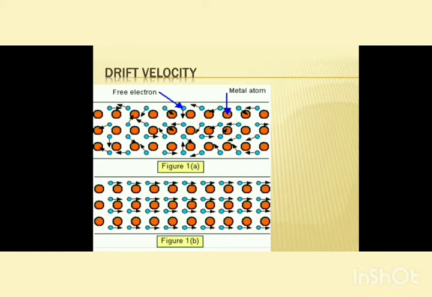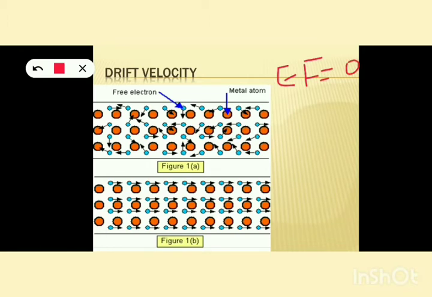This is the figure which represents the movement of electrons inside a metal. So this orange dot represents the metal atom and the blue dots represent the free electrons. And I had told you in the previous slide that in metals, free electrons are responsible for current conduction. Okay, in the first figure, no electric field is applied. Electric field is 0 here.